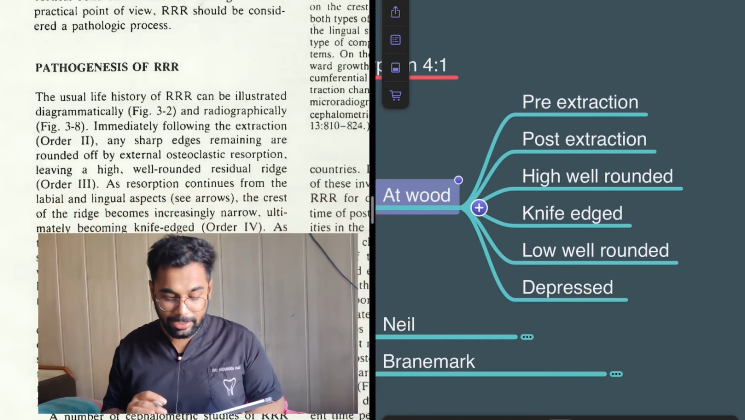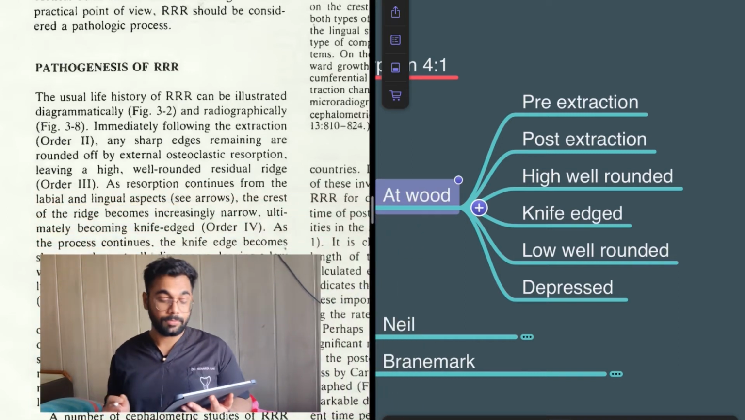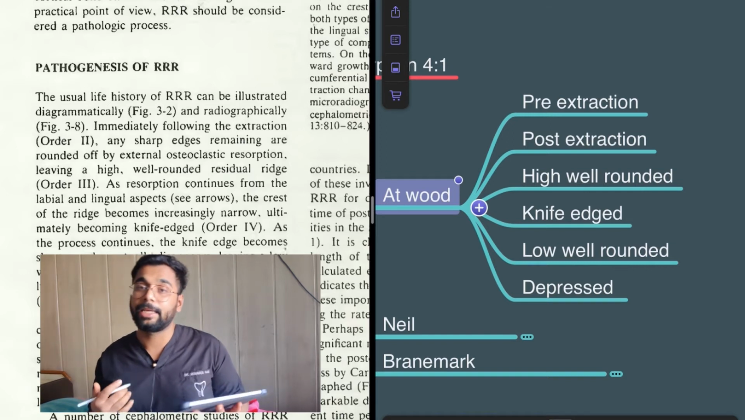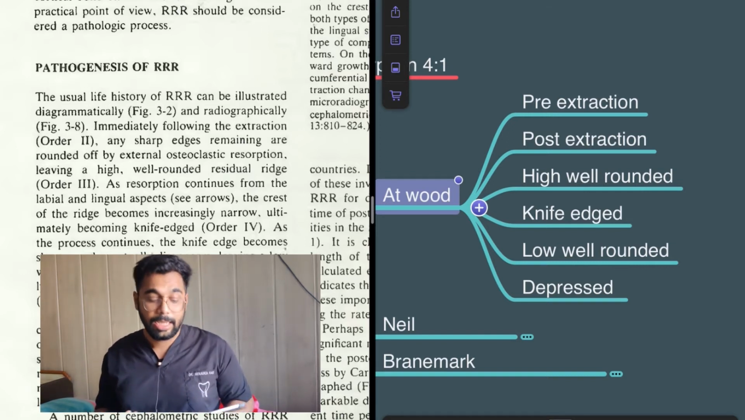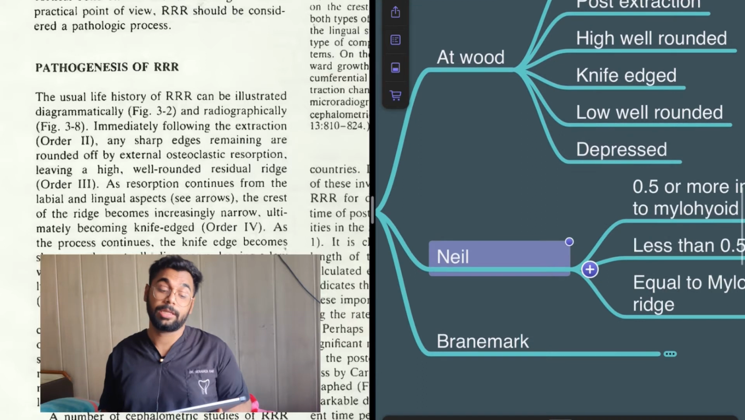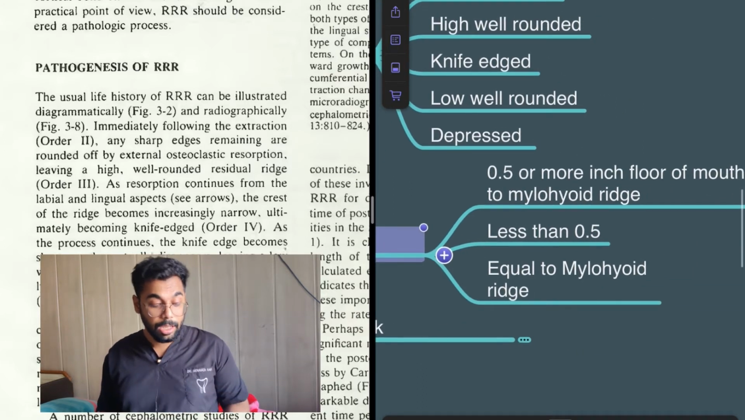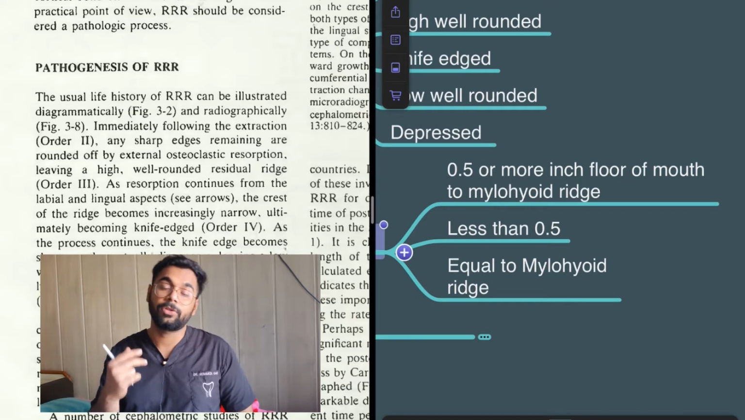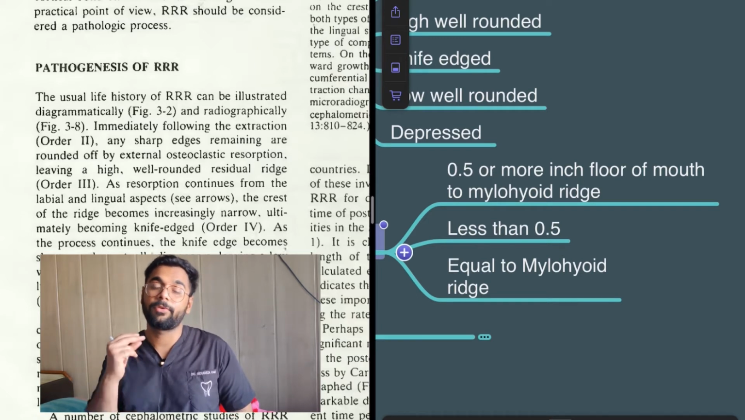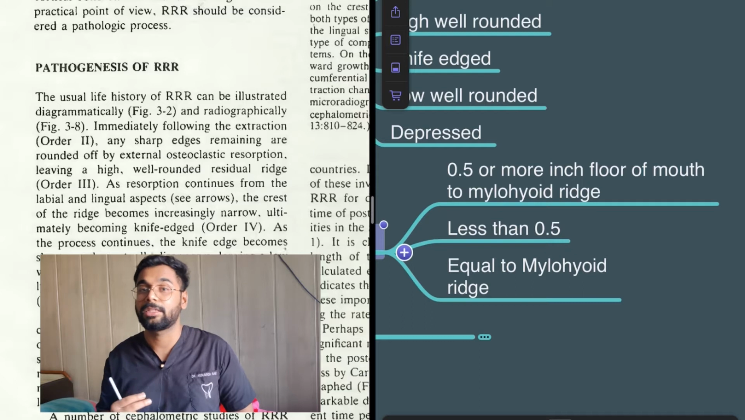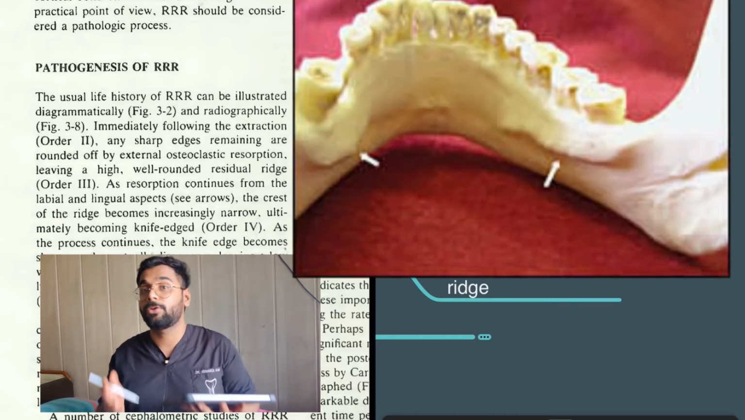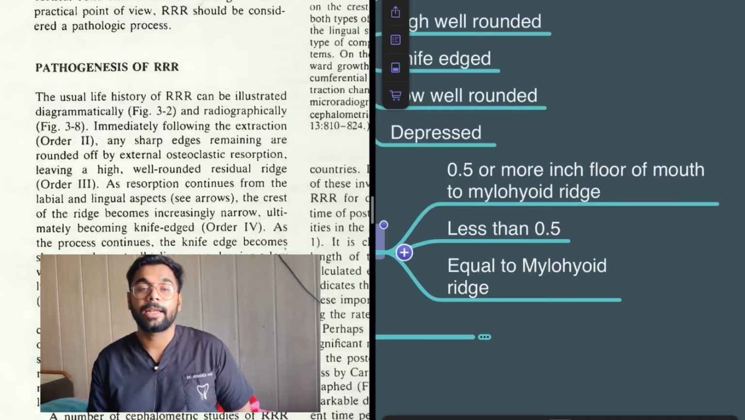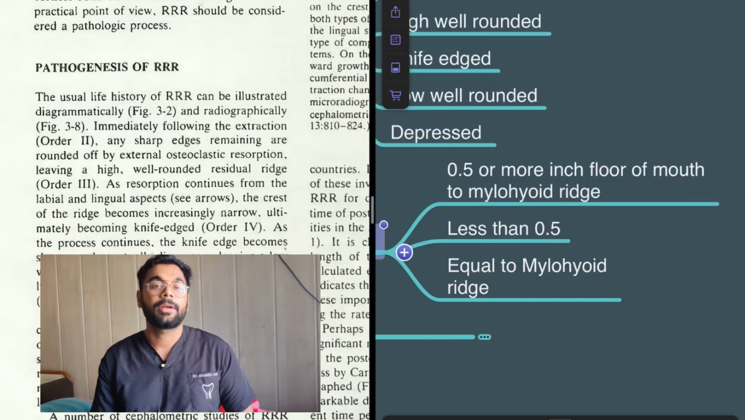Okay, there is another classification given by Neal, and how he classifies the ridge resorption is in comparison to the floor of the mouth. He wants to compare the distance between the floor of the mouth to the mylohyoid ridge on the mandible. What is the mylohyoid ridge? I'll post a picture, you guys will see. We learned that in anatomy sometime, but not now. Let's not divert from the topic.